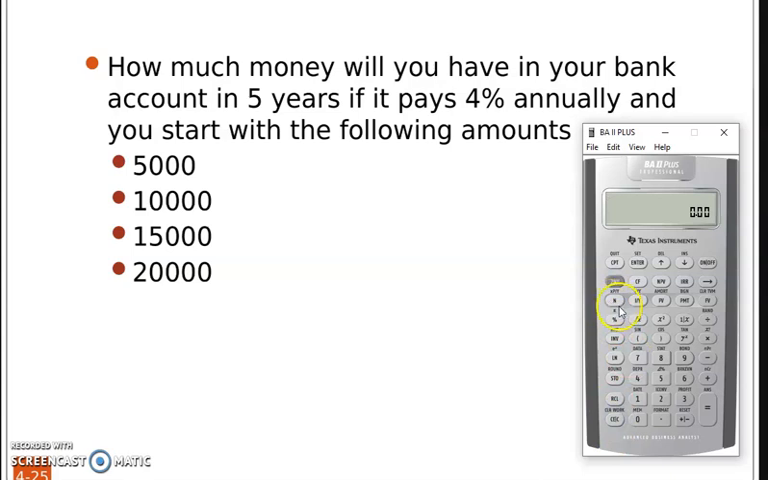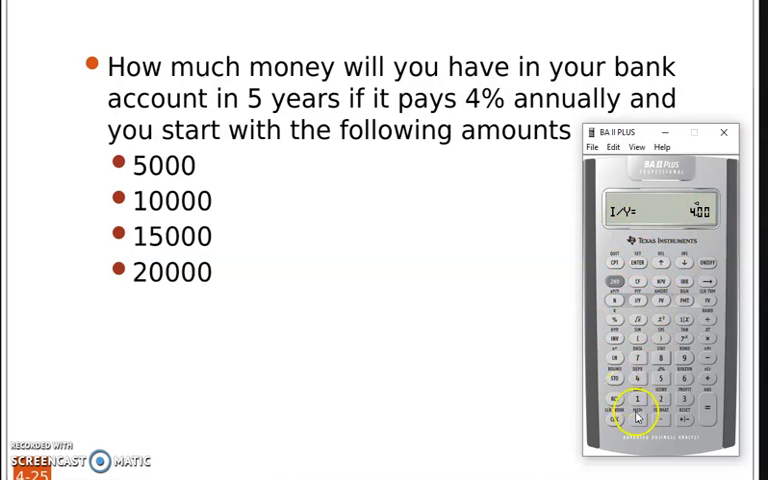So we need to put in all the values for N, I/Y, PV, PMT, and FV. We're trying to calculate the future value. So let's start with N, which is 5. So 5, press N, setting N equal to 5. Then we have I/Y equal to 4. So 4, I/Y, setting I/Y equal to 4.